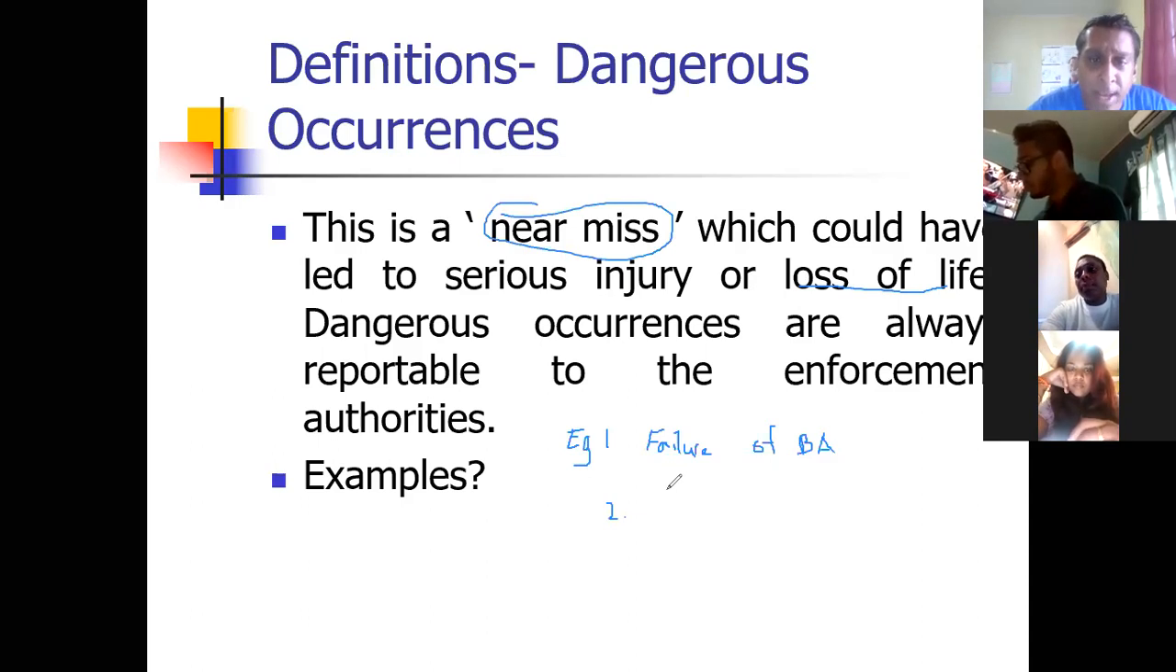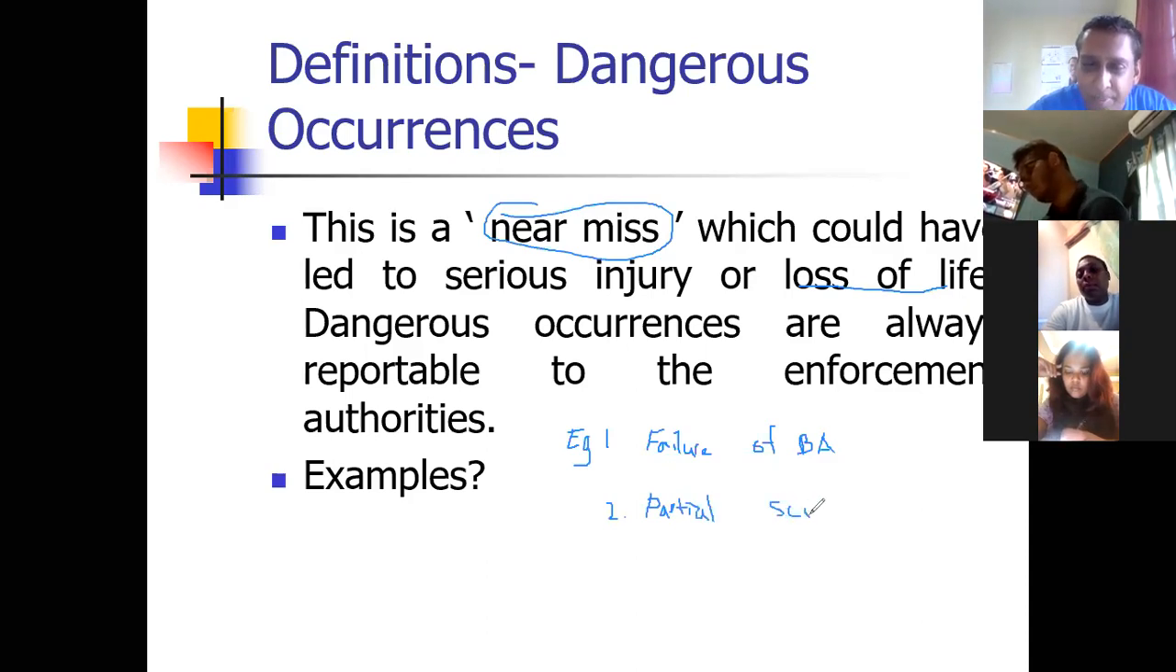You have maybe the fall of a scaffold or the partial collapse of a scaffold, right? So you can find this in your book. It should be just right there on dangerous occurrence. This is supposed to be partial collapse. I'll just put scaffold here, of a scaffold.